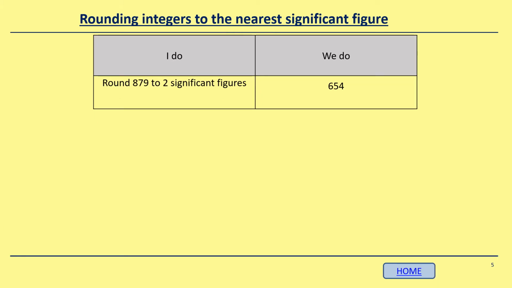Okay, this I do. I'm going to round 879 to 2 significant figures. There's my number, 879. The first digit is an 8, so that's the first significant digit. Then, because it's 2 significant figures, I put a line under the 9. My cut-off point is between the 7 and the 9. So 879 becomes 880 because the 9 is bigger than 5. Okay, you have a go at the we do. See if you can round 654 to 2 significant figures.